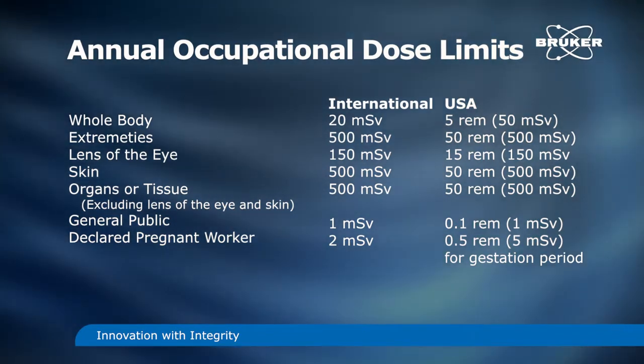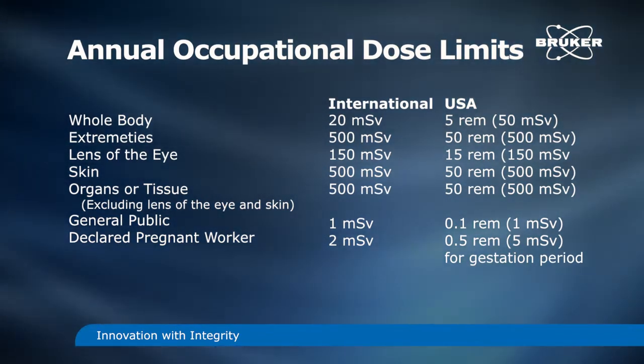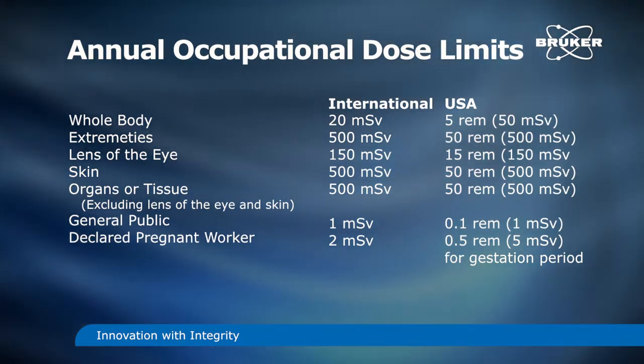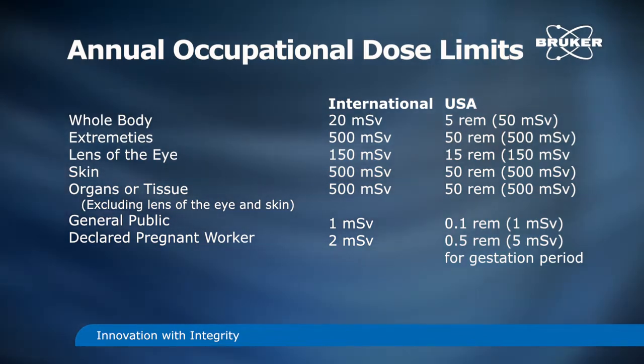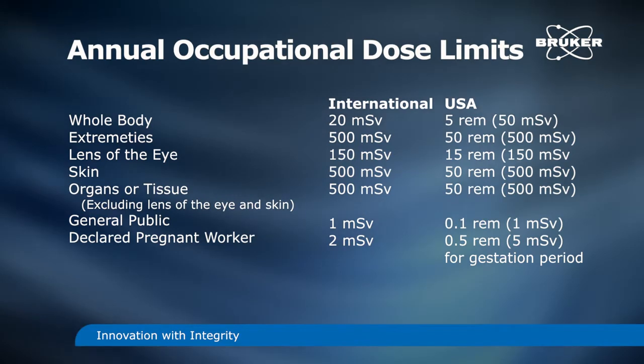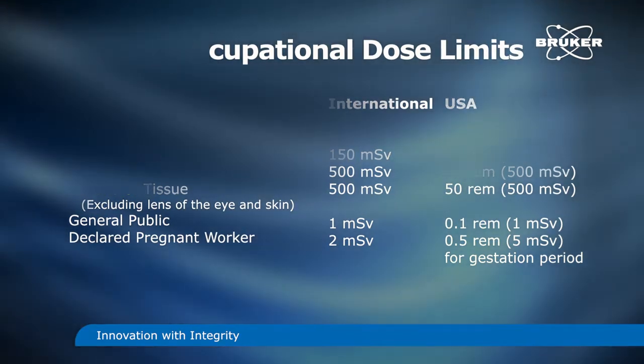Limits to the extremities, the lens of the eye, the skin, organs or tissues, and the general public are identical to those in the U.S. The dose received by X-ray workers is typically between 0 and 100 millirem per year, or 0 to 1 millisievert per year.